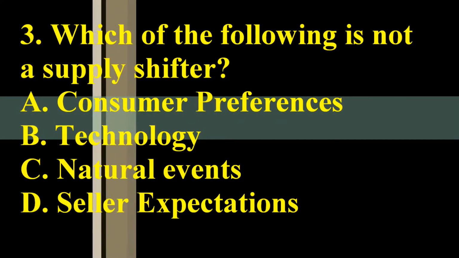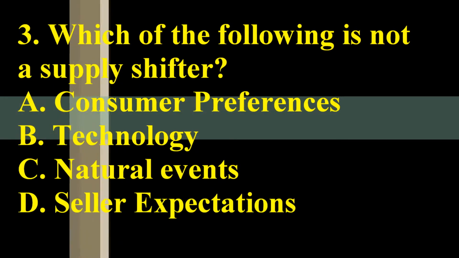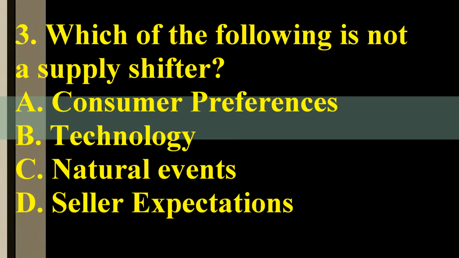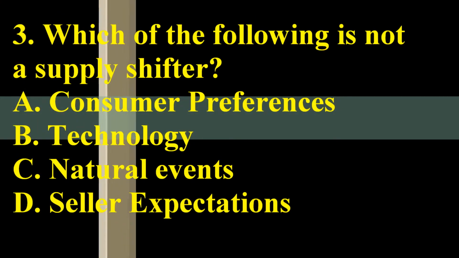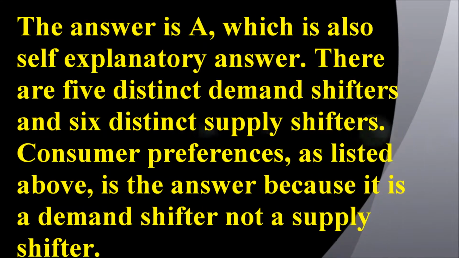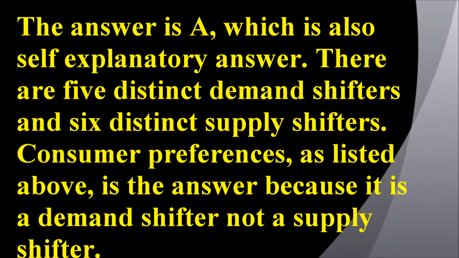Question 3. Which of the following is not a supply shifter? Consumer preferences, technology, natural events, or seller expectations? The answer is A, which is also a very self-explanatory answer. There are 5 distinct demand shifters and 6 distinct supply shifters. Consumer preferences, as listed above, is the answer because it is a demand shifter and not a supply shifter.